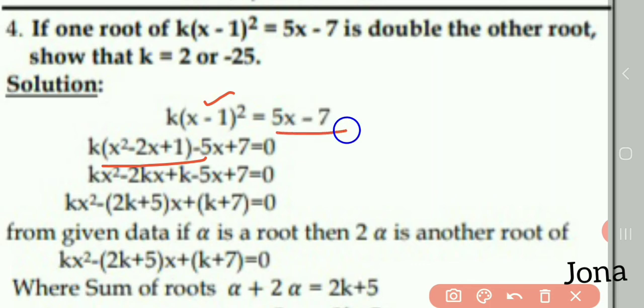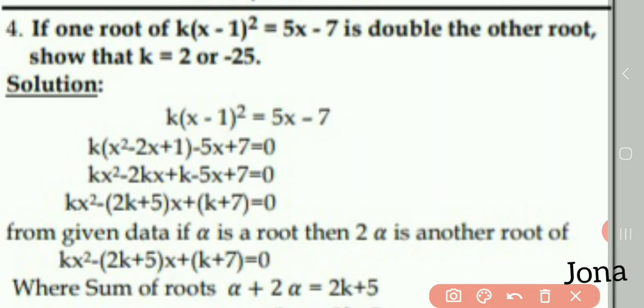Take this 5x and minus 7 to the same side, so that we got minus 5x plus 7 equal to 0. And then we want to remove the bracket. So just multiply: kx square minus 2kx plus k. And then we want to make this a quadratic equation, isn't it? So like terms we have to group here.